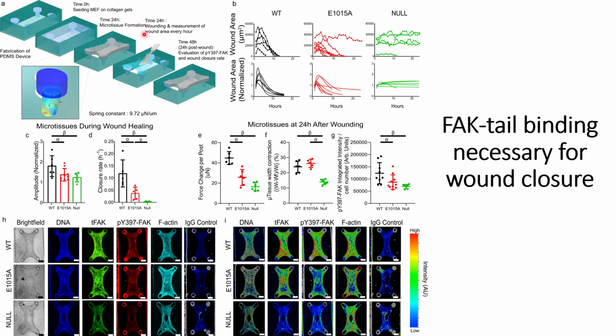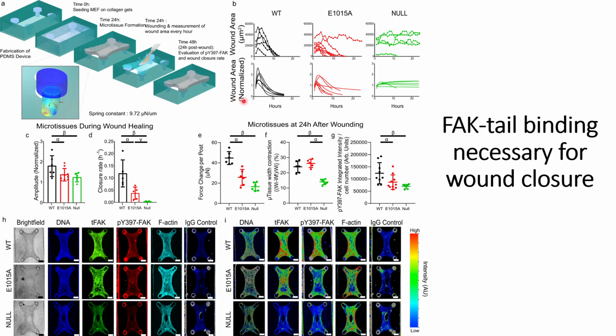So at time 0 they seed the cells along with this collagen gel, and after 24 hours they see the macro tissue formations, and then they make a wound and check the wound closures after every 1 hour, and after 48 hours. After 48 hours means 48 hours from the seeding of the collagen and 24 hours from when the wound has been created, they check the activation of the phosphorylation using PY397, phosphorylation at Y397, and also check the wound closure rates.